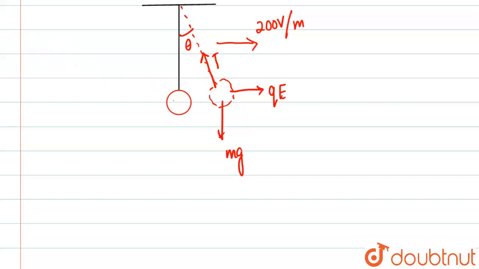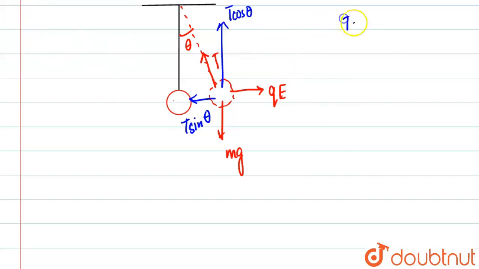So we will take the components of T. Since this is theta, this will be T cos theta and this will be T sin theta. So these are the two things. From here we get the equations: T cos theta must be equal to mg, and T sin theta must be equal to q into E. This is everything we have.